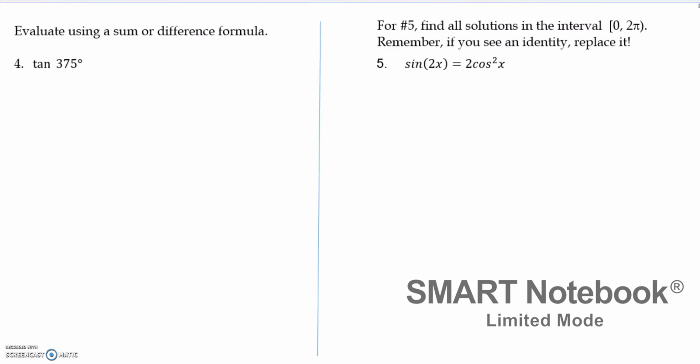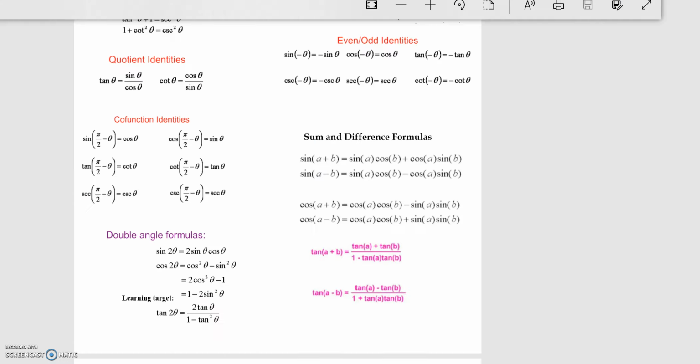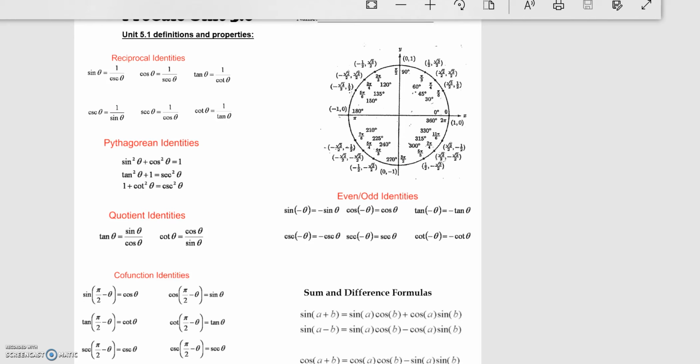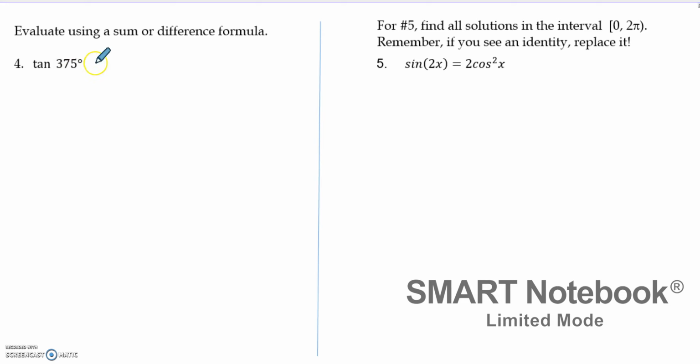Number 4, evaluate using a sum or difference formula. And again, feel free to use your sum and differences as a reference. But the first thing we'd like to do is figure out how we want to split up 375 degrees. And we want to do that by using values that are on the unit circle. The ones that I looked at, if I look at my unit circle as a reference point, is I said that 135 degrees plus 240 degrees is going to equal 375. So what we could do is rewrite this as the tangent of angles that we recognize. 135 degrees plus 240 degrees.